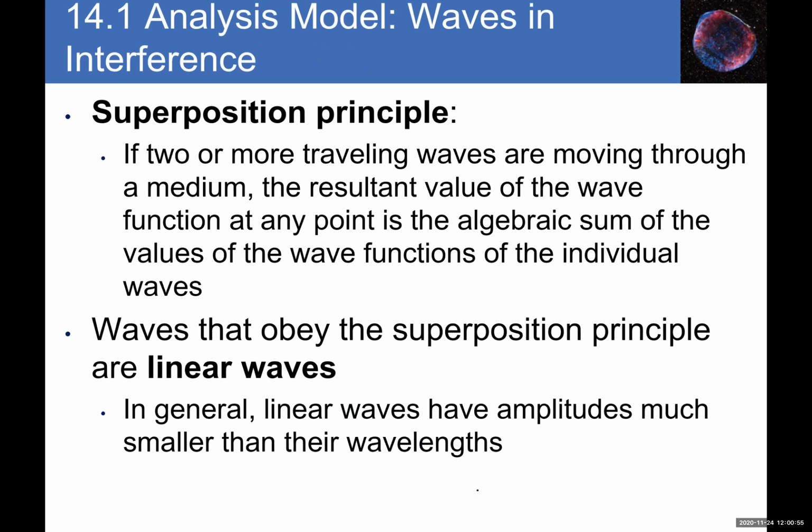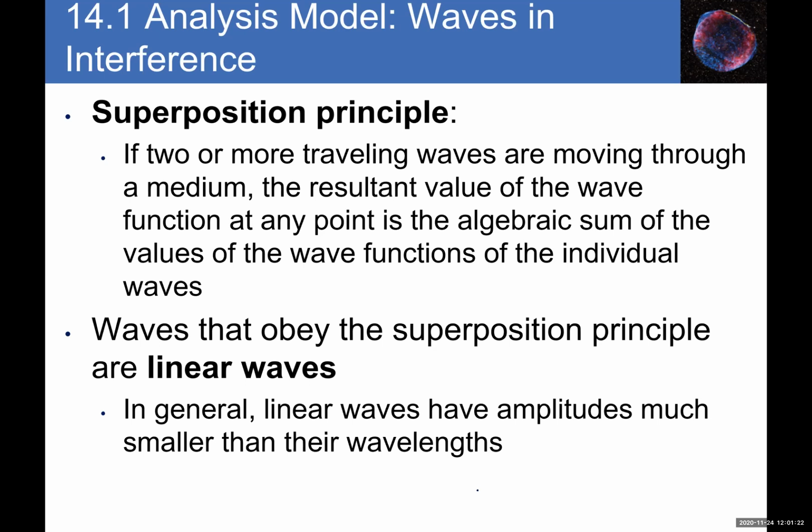And this is known as the superposition principle. If two or more traveling waves are moving through a medium, they can actually overlap, and the resultant value of the wave function at any point is the algebraic sum of the values of the wave functions of the individual waves. Waves that obey the superposition principle are known as linear waves. And in general, linear waves have amplitude much smaller than their wavelengths.